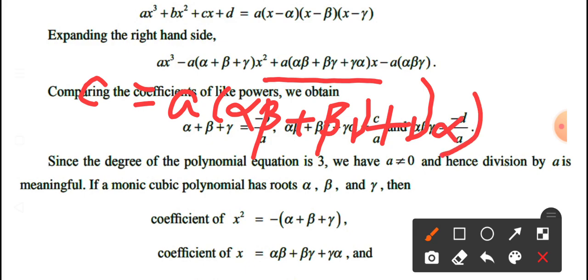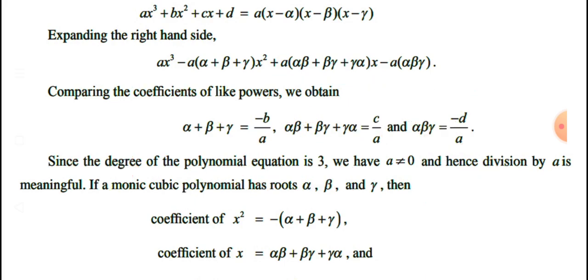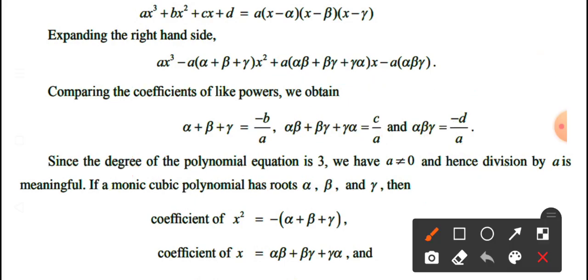Now we are going to find the sum of the product of the 2 roots, that is alpha beta plus beta gamma plus gamma alpha. This is equal to, A goes to the left hand side in the denominator. So the answer is C by A. The sum of the product of the two roots is equal to C by A. Okay. Here C by A. The sum of the roots is minus B by A. Next, the last one, the constant term in the left hand side is D.